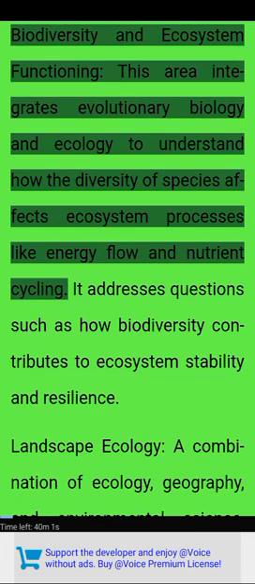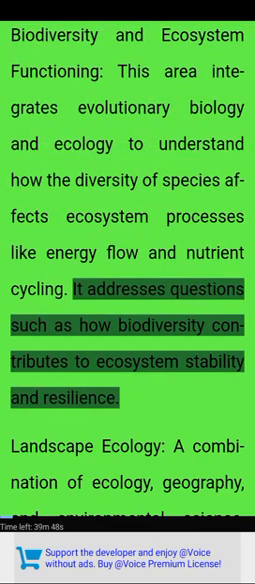Biodiversity and ecosystem functioning. This area integrates evolutionary biology and ecology to understand how the diversity of species affects ecosystem processes like energy flow and nutrient cycling. It addresses questions such as how biodiversity contributes to ecosystem stability and resilience.